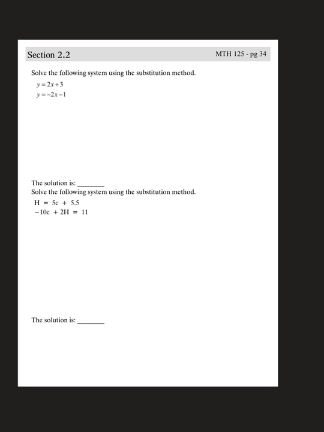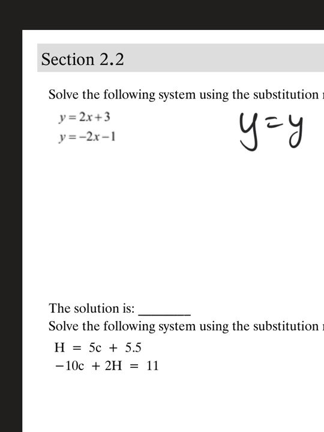For instance, for this first example, it starts off with the idea that y is equal to y, because they're both the same letter, the same variable, so they must be equal to each other. Well, if you look here on the side, we have y equal to 2x plus 3, and we have y equal to negative 2x minus 1. If y is equal to something, and y is also equal to something else, then those things must be equal to each other.